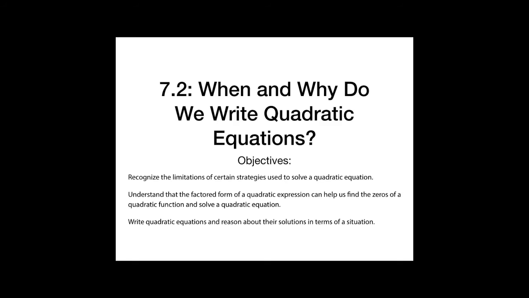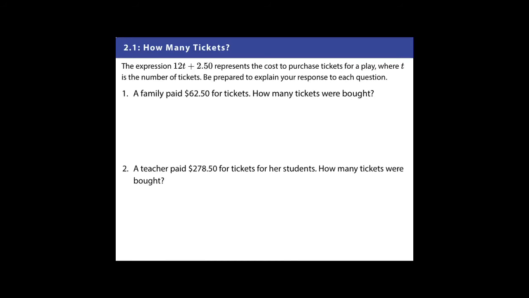Okay, now we're going to look at Lesson 2, which is when and why do we write quadratic equations? So example 1, the expression 12t plus 250 represents the cost to purchase tickets for a play where t is the number of tickets. Number 1, a family paid $62.50 for tickets. How many tickets were bought?